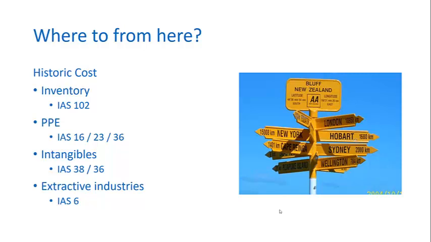So what we're going to do is consider a package of historic cost standards. We're going to look for the common themes that exist across these standards and use that to help us to identify the consistency. And that's going to make it easier for us at the end of the day to read, understand and apply these accounting standards.